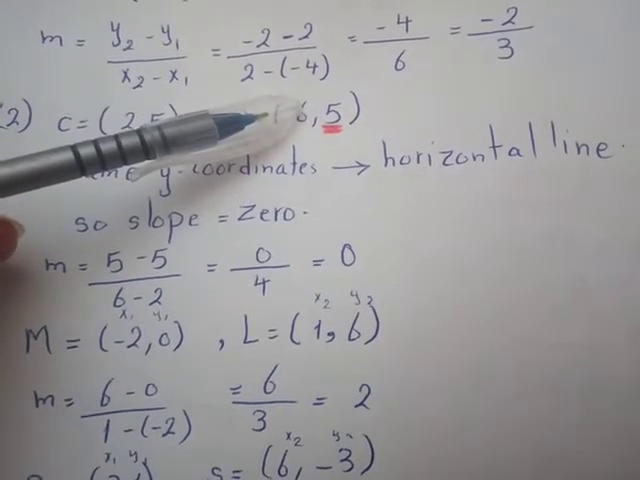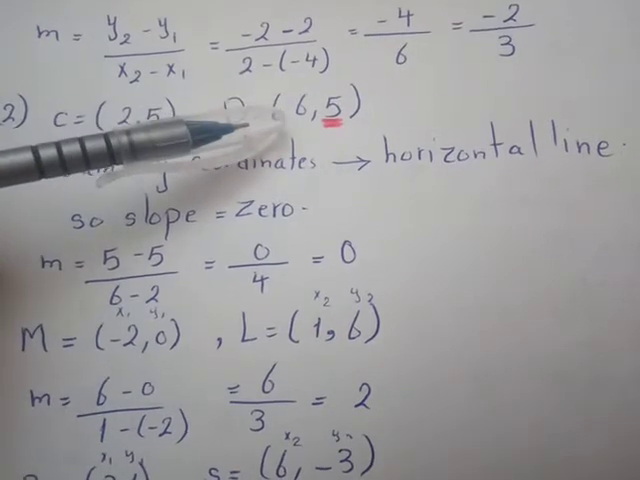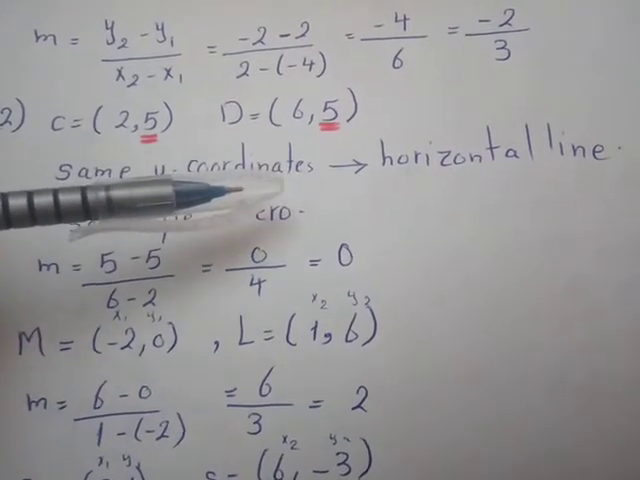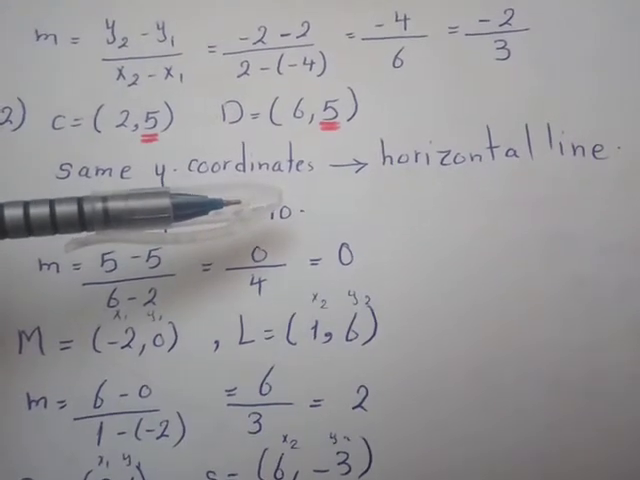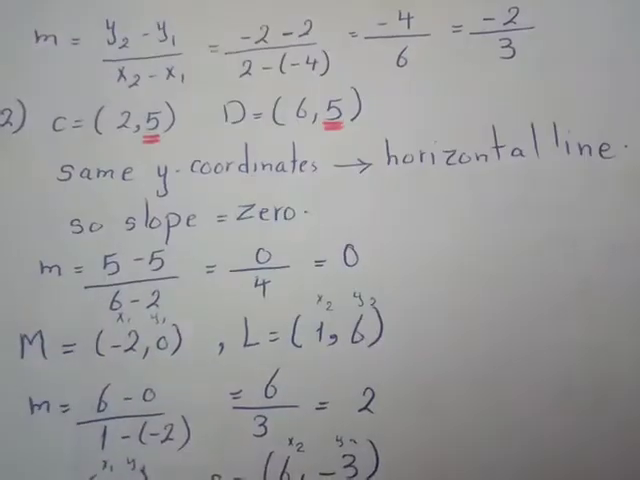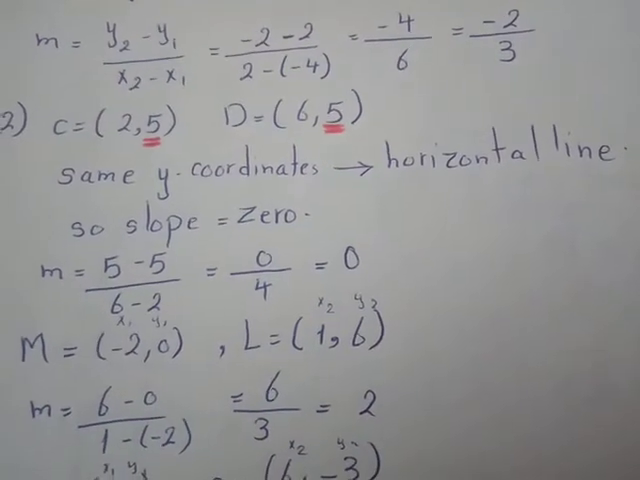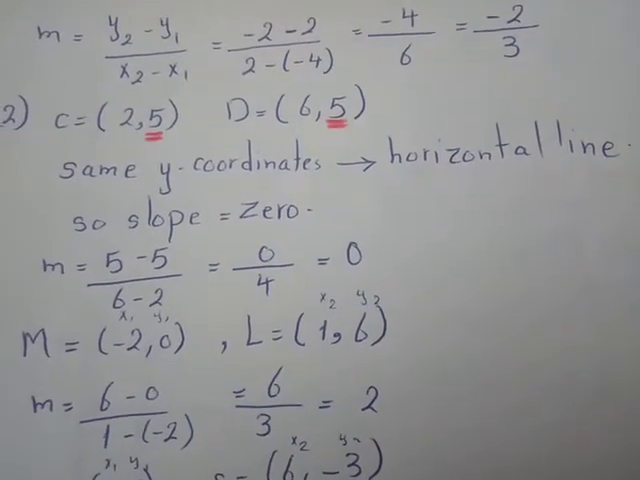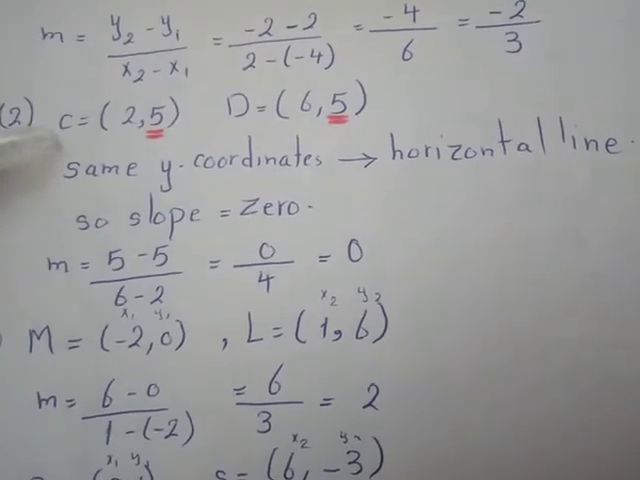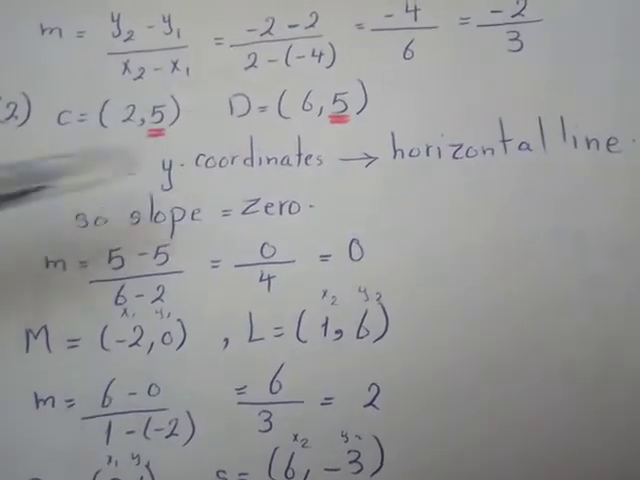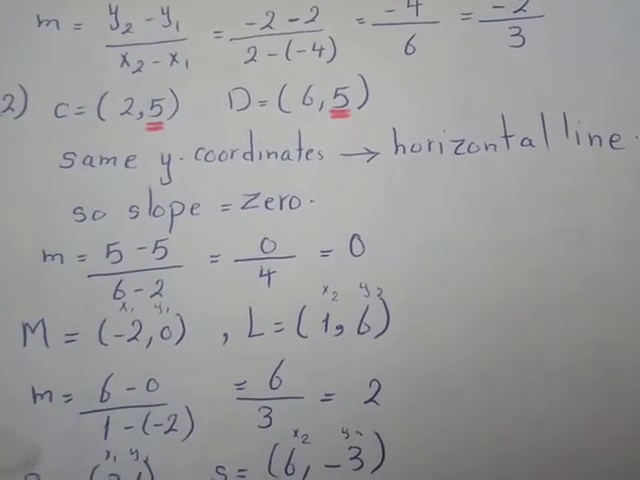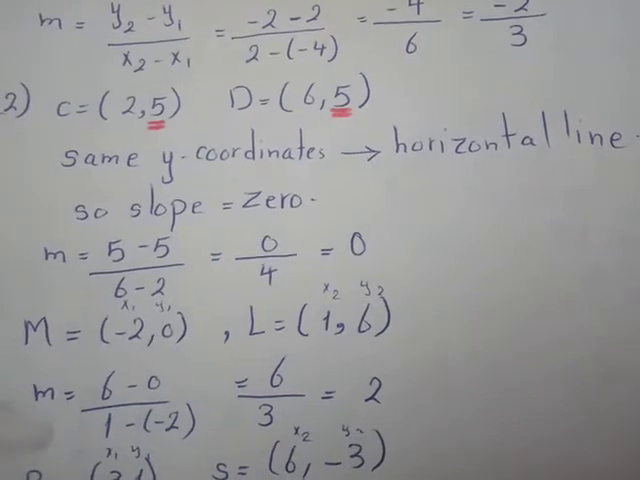So here this line will be horizontal, and we know the slope for the horizontal line is 0. So if the y coordinates are the same, it's a horizontal line. Do you remember what is the equation? Yes, y equals a number. So the equation for the line that passes through point C and point D will be y equals 5. And the slope for the horizontal line equals 0.